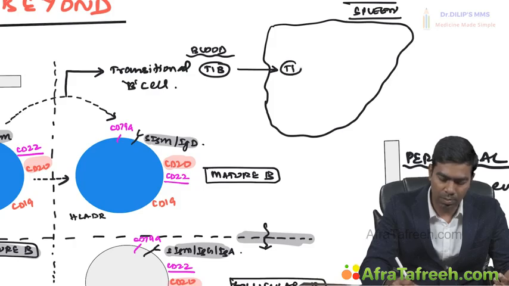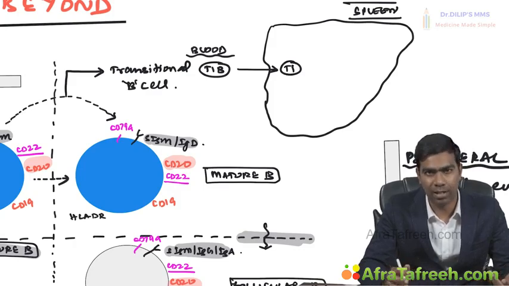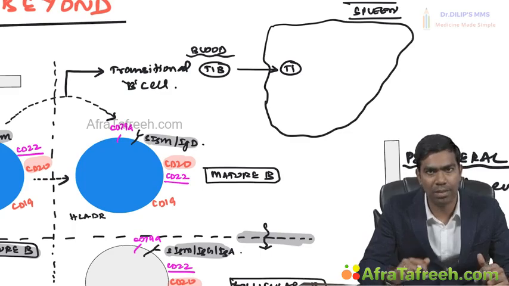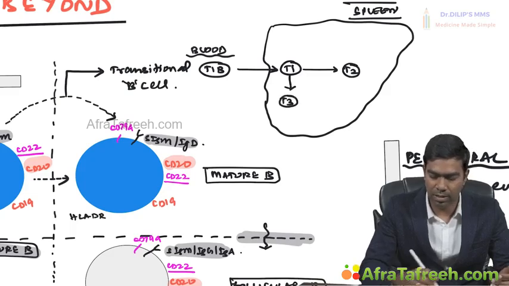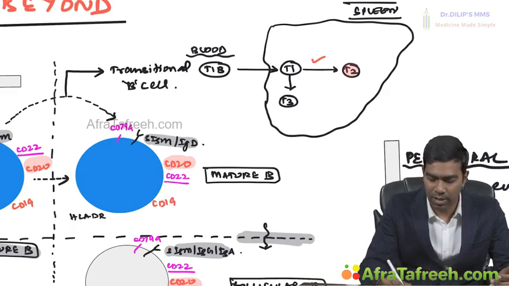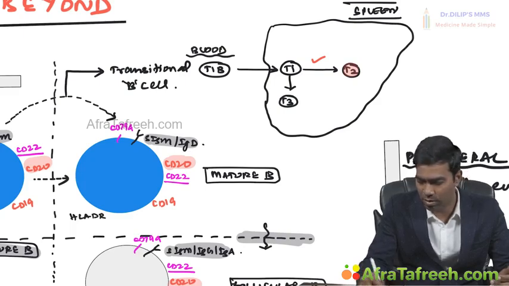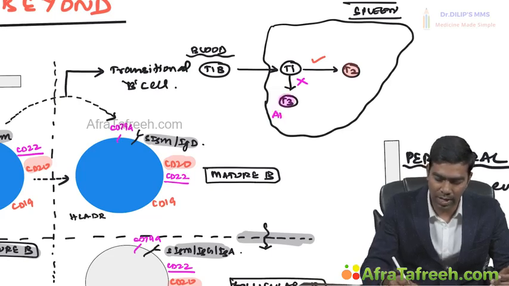The moment these T1 B cells enter the spleen, they have to undergo a selection process. I didn't talk much about the selection process in the B cell video. So they undergo a selection process where they become either T2 B cells or T3 B cells. If they survive the selection process, they become T2 B cells. If they do not survive this selection process, they become T3 B cells, which means they are going to die in the spleen itself.